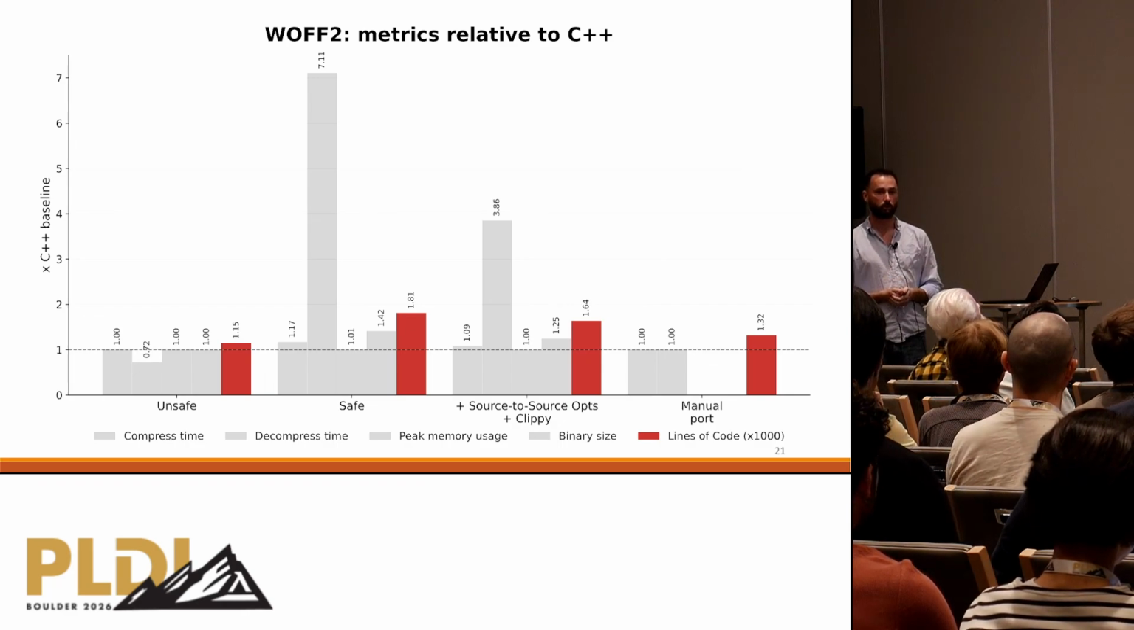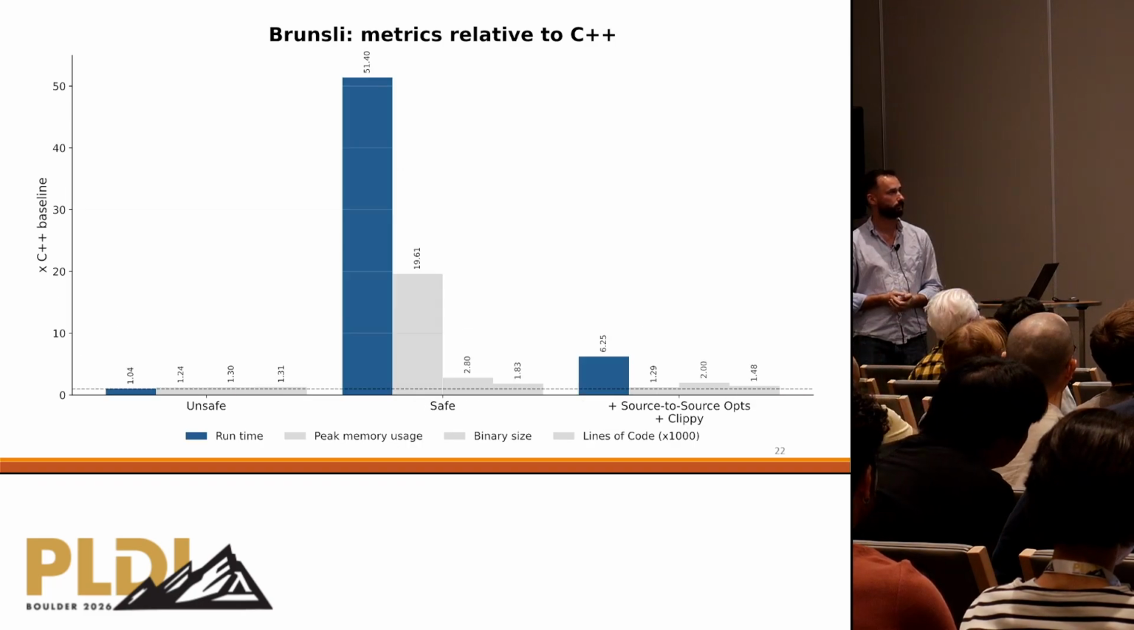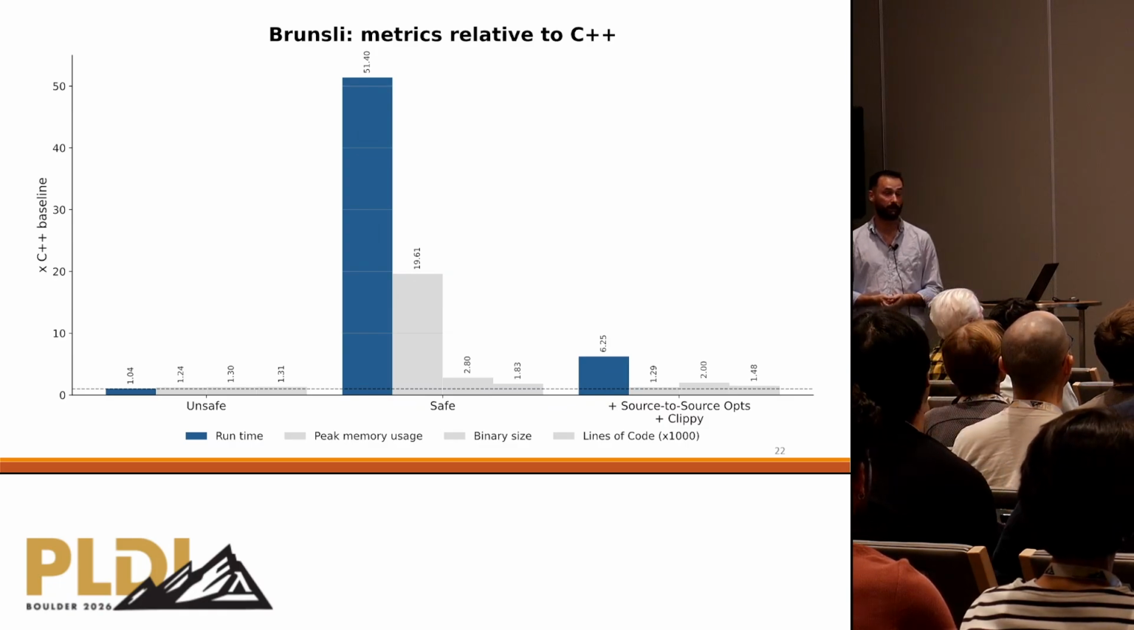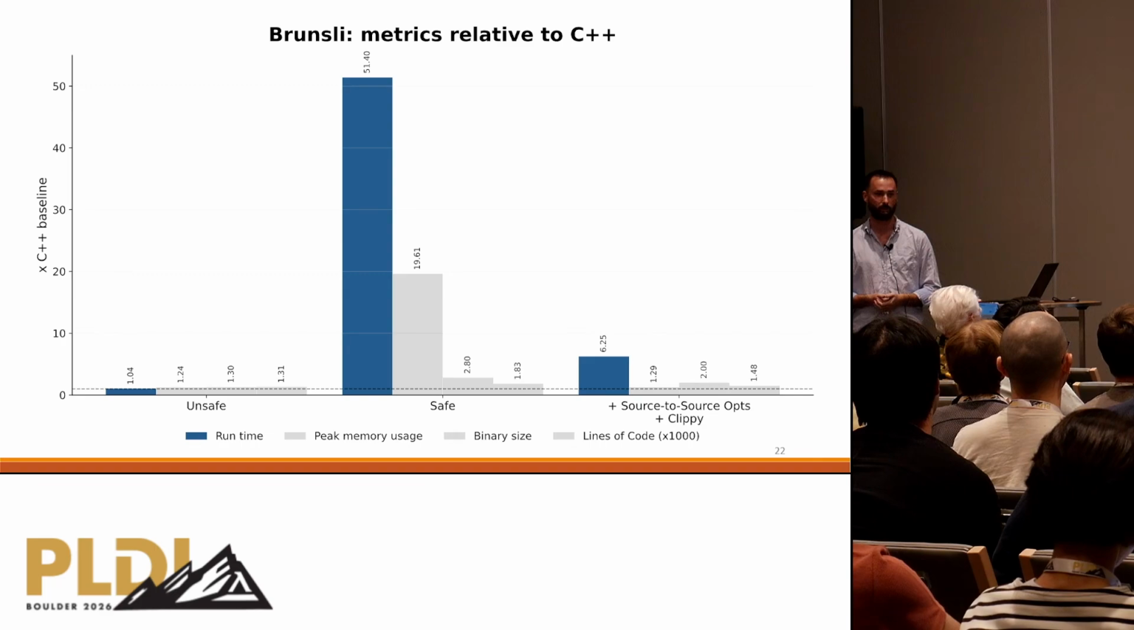Good, so this was WOF2, and this is Brunsley, which is 50 times slower than the original C++ code.